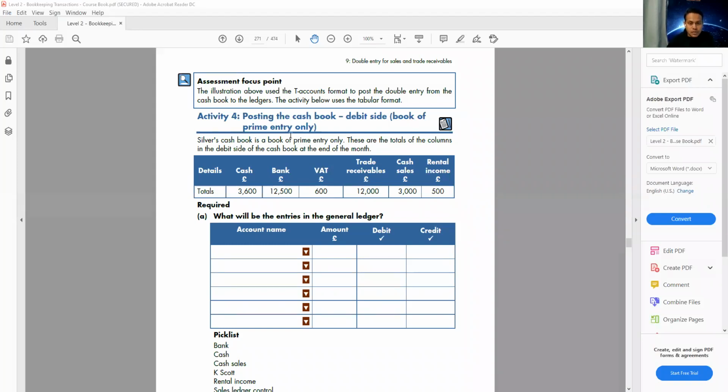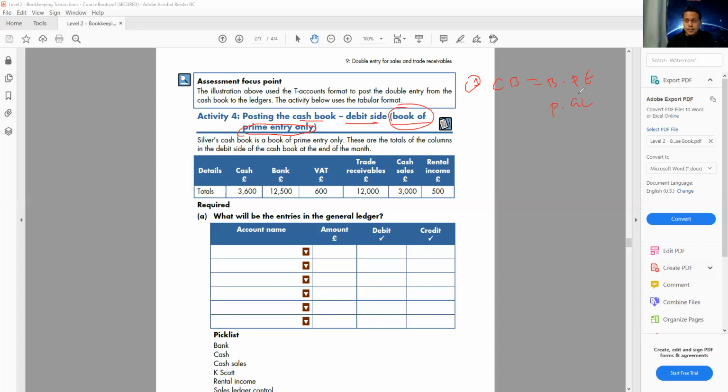Okay, so have a look at this one. Posting from the cash book debit side. Now here I want all of you to remember this line: it's a book of prime entry. The reason I'm asking you to remember that is that the cash book is the only book that could be a book of prime entry and could also be part of the general ledger. So cash book, CB, could be a book of prime entry, or it can also be part of the general ledger.